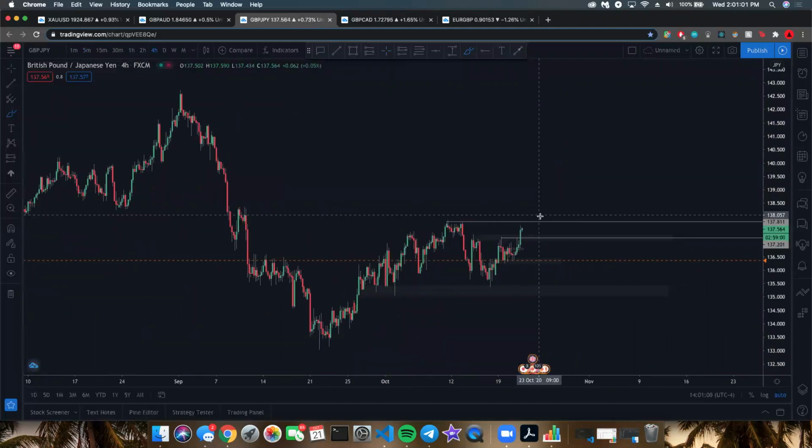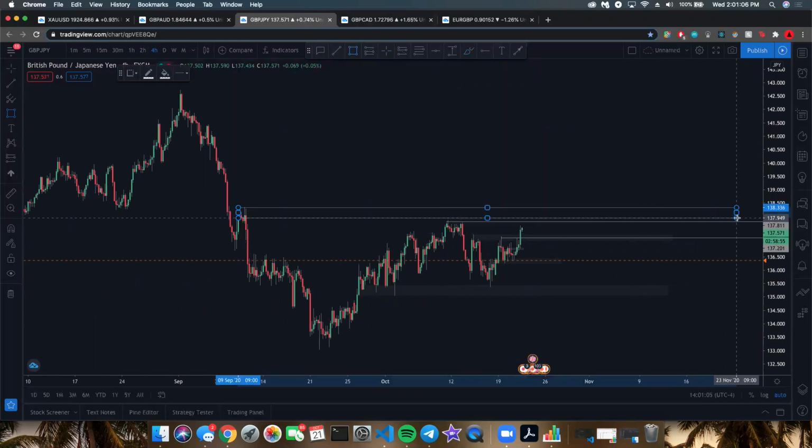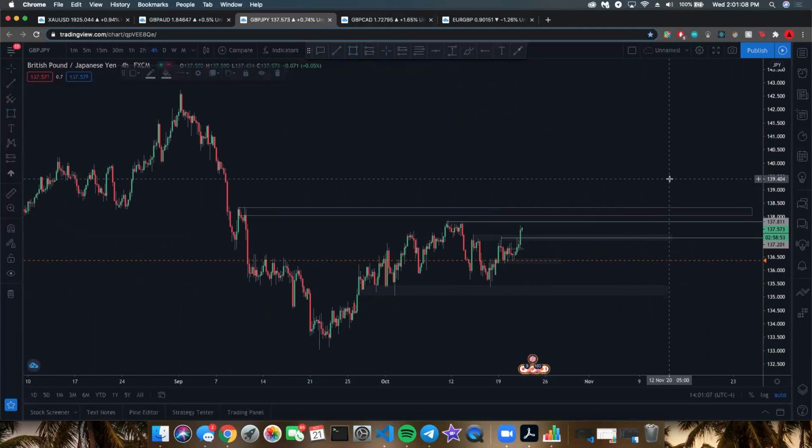Okay. The next level after that is this area, like right there. So we will be watching and seeing what happens. Once that breaks, price is going to push up into there.